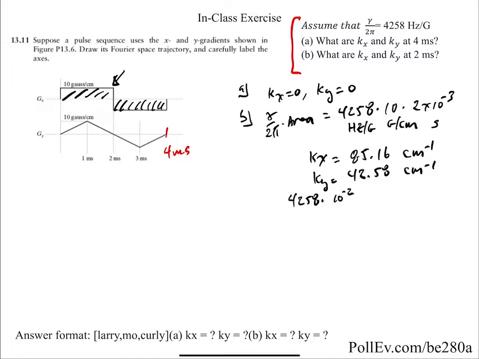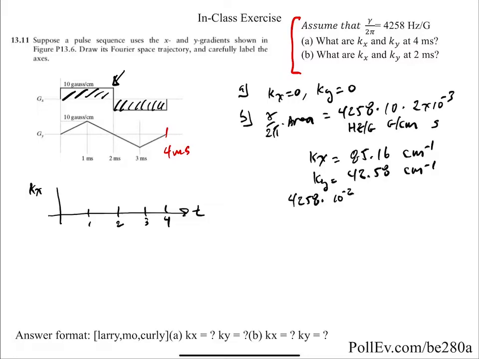So now let's actually draw the k-space trajectories. What we're going to do is first draw kx as a function of time and ky as a function of time. All right, so let's draw it out here. So kx is a function of time. So this is 1, 2, 3, and 4. Okay? So what is it going to look like from 0 to 2?